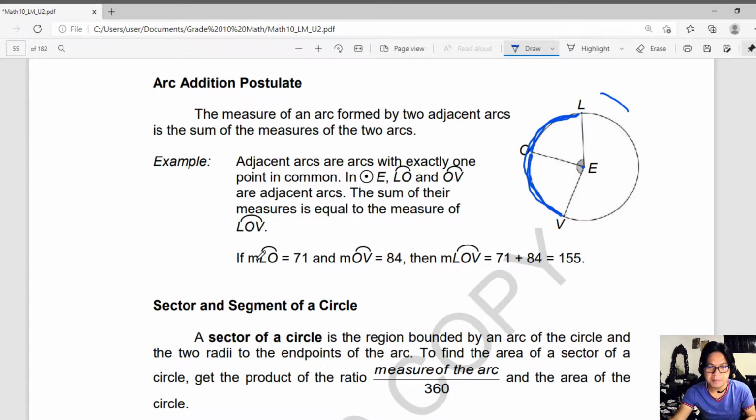So if the measure of arc LO is equal to 71 degrees and the measure of arc OV is equal to 84, then the measure of LOV is equal to 71 plus 84, which is equal to 155. So just simply add the arcs. So yun yung sinasabi sa arc addition postulate.